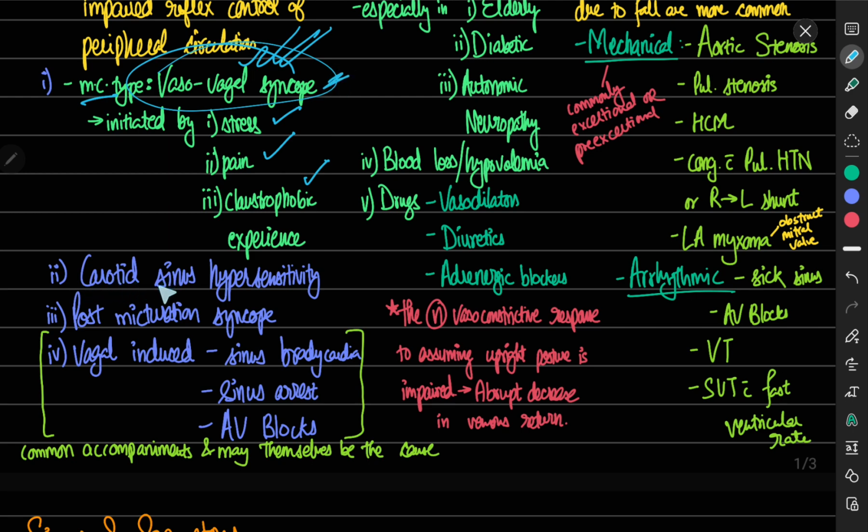Less commonly it can be due to carotid sinus hypersensitivity, post-micturition syncope, seen mainly in cardiac patients, or vagal induced sinus bradycardia, sinus arrest, or AV block. We know that the vagus has an inhibitory action on the cardiac pace generators. So it can cause sinus bradycardia, sinus arrest, and AV block, and that in turn causes syncope.